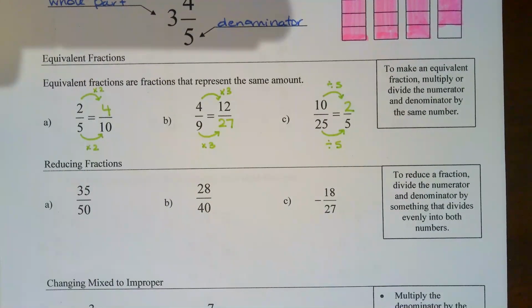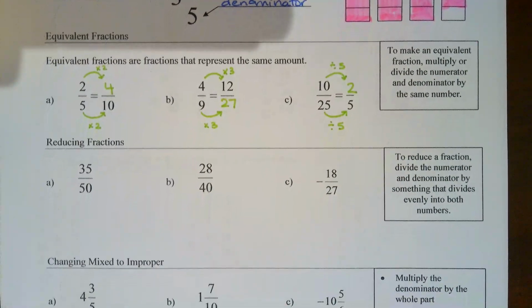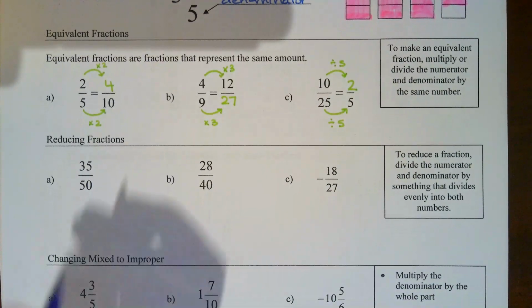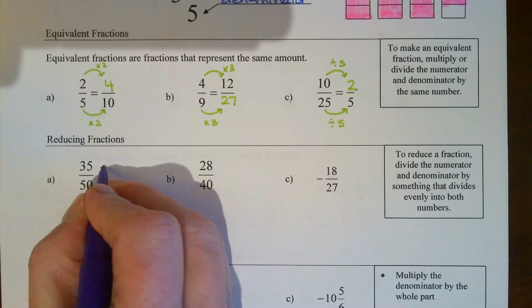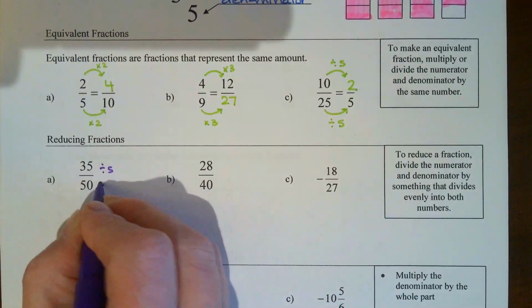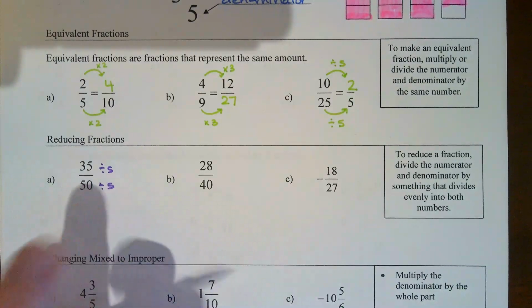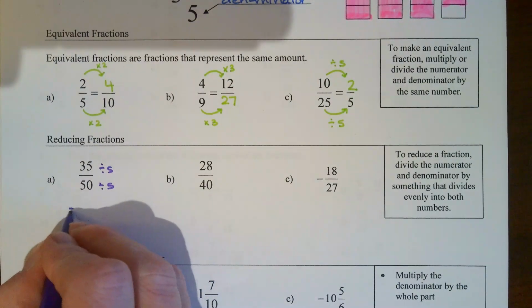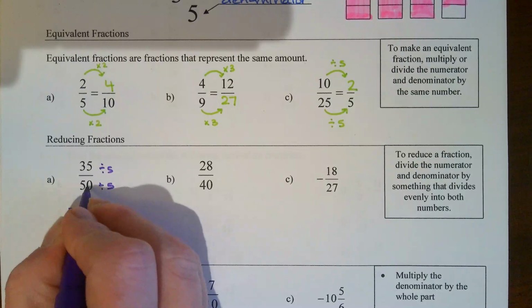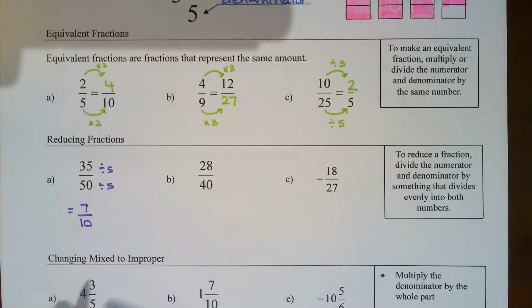If I want to reduce fractions, I need to take the top and the bottom and I need to divide by the same thing. So if I look, they are both divisible by 5. You don't need to write this, you can just do it. So 35 divided by 5 is 7. 50 divided by 5 is 10. So I have 7 out of 10, and it can't be reduced any further. If it could, I would divide again.